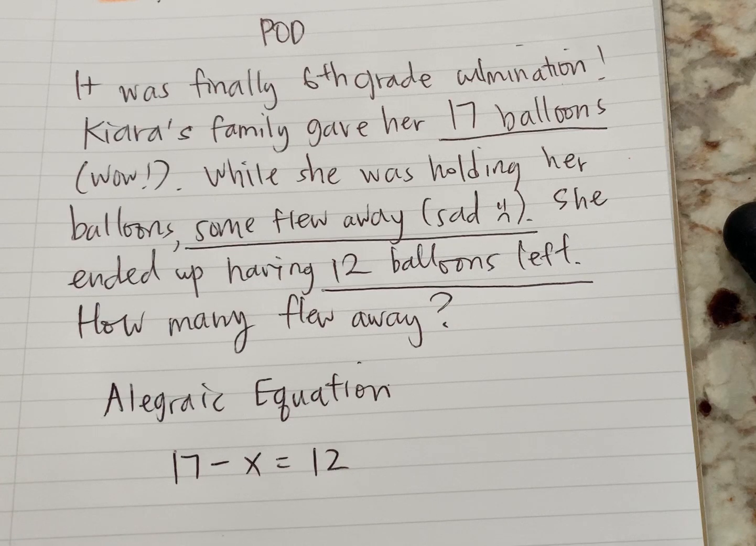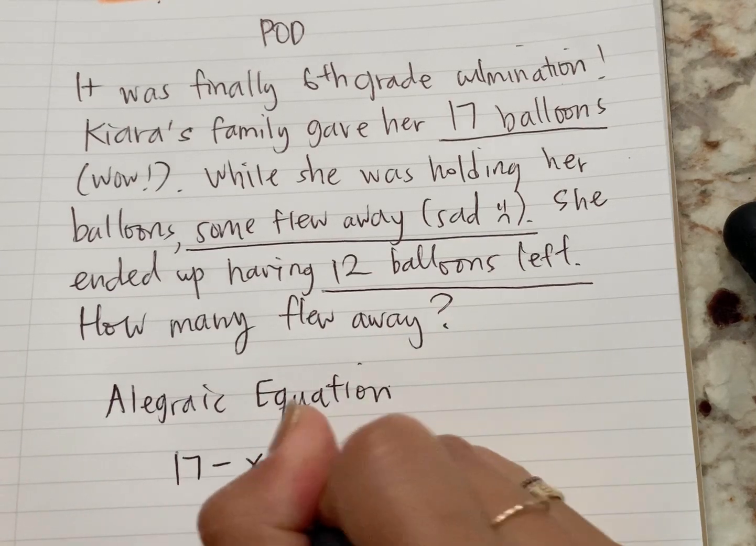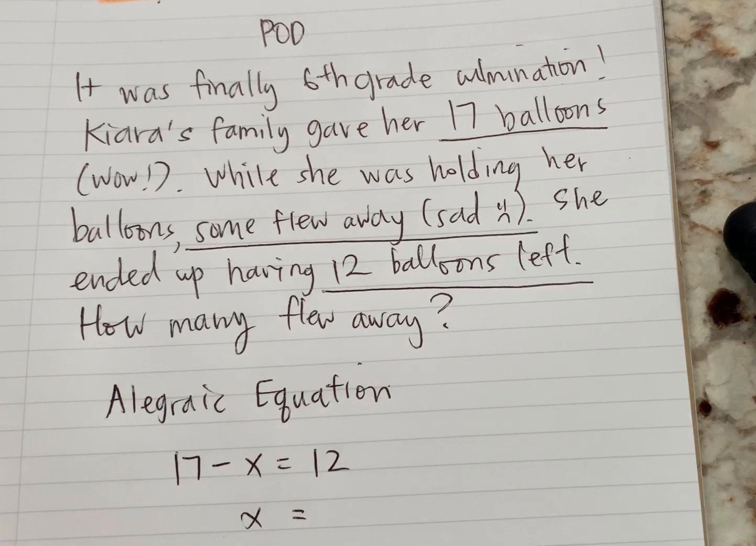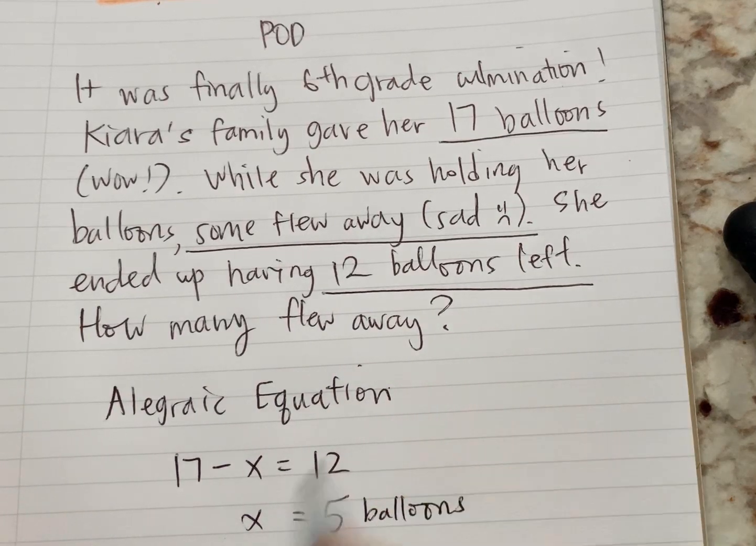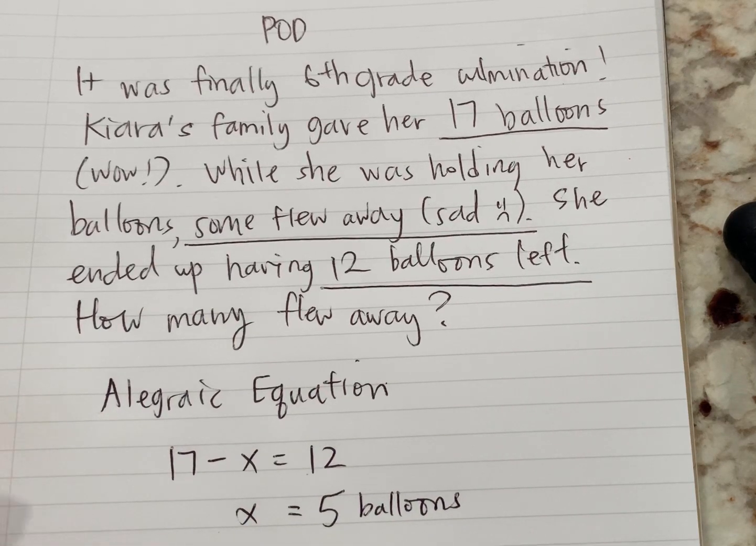Now, obviously, we can do this in our minds, right? We can say x is equal to 5 balloons. She still had a lot of balloons left. 5 balloons flew away, and now she has 12 left. The important thing about this is not how easily we can do this mental math, but the important thing is to be able to identify what kind of problem it is.